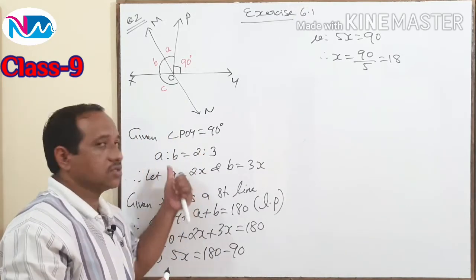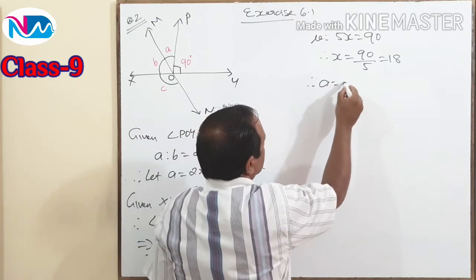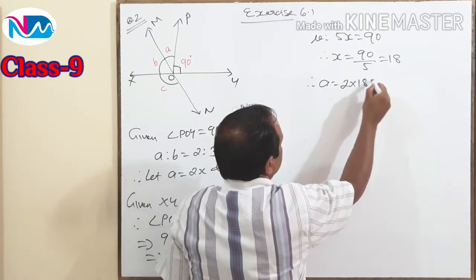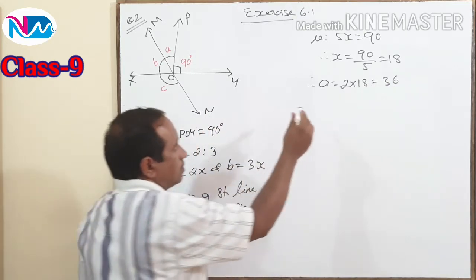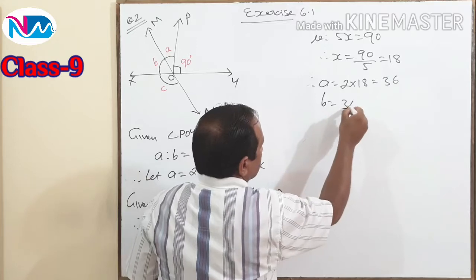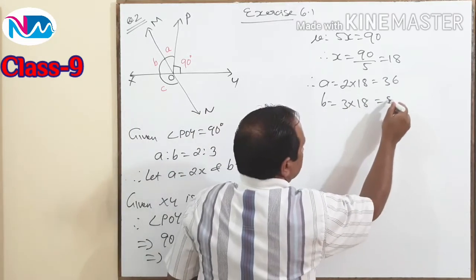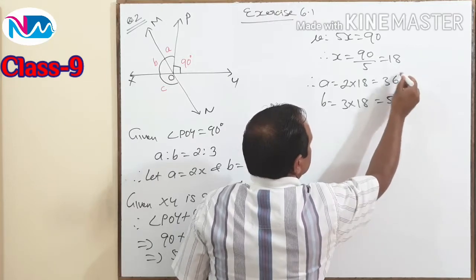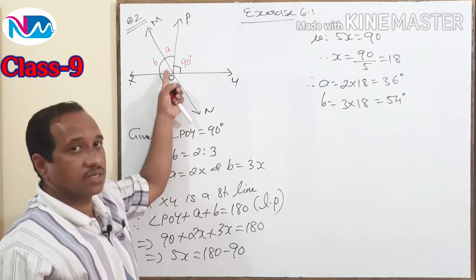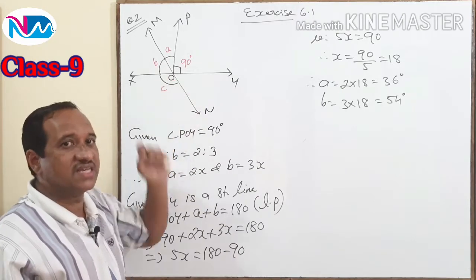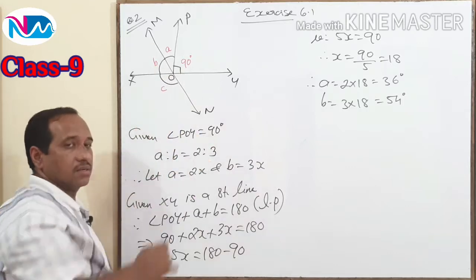Hence, we can write the values of angle a and angle b. Therefore, a is equal to 2x means 2 into 18, 36 degree. And b is equal to 3x, so 3 into 18, that is 54 degree. So a is 36, b is 54. We want c. To find c, we will use the line MN.